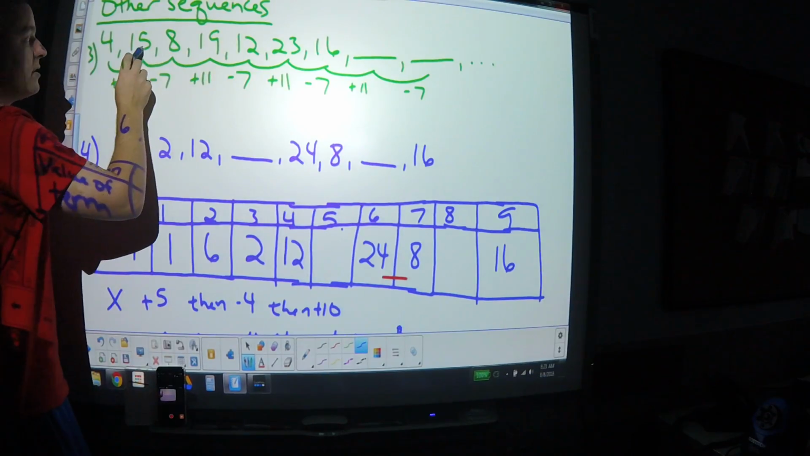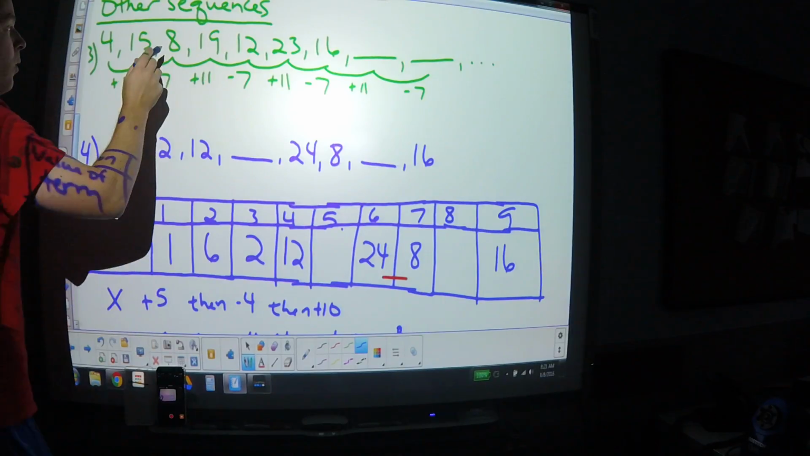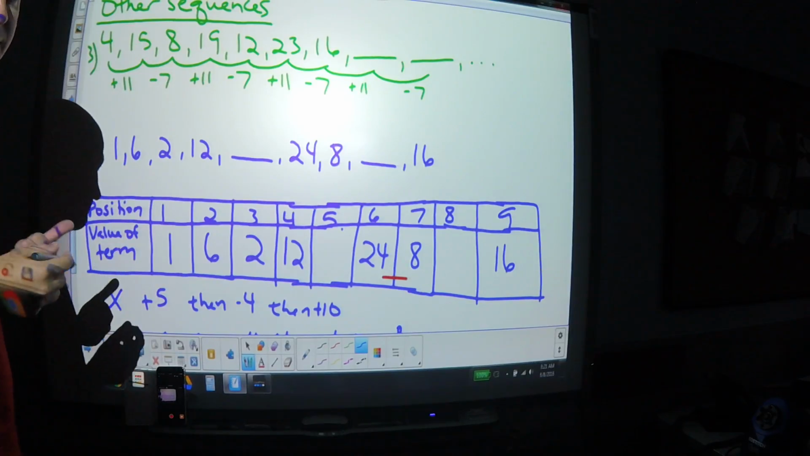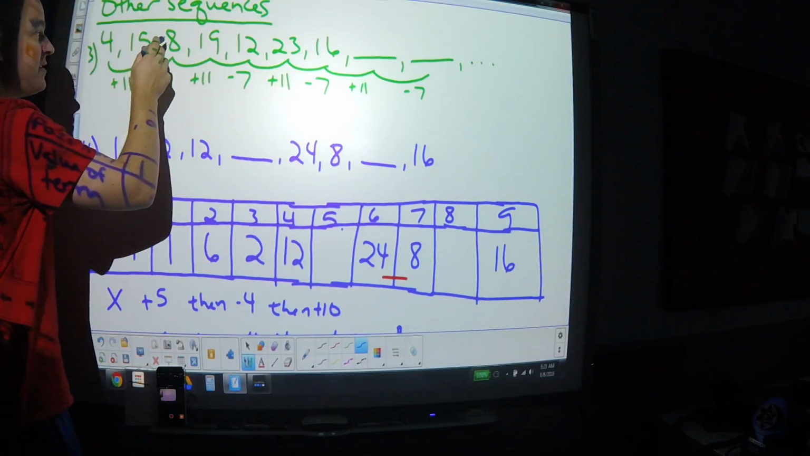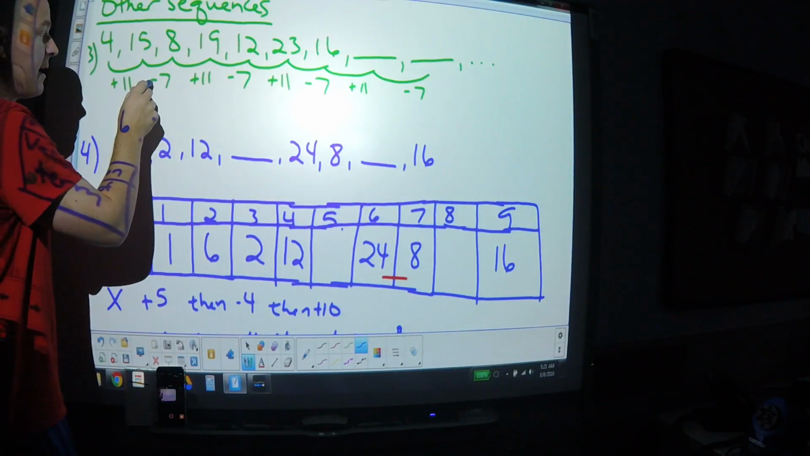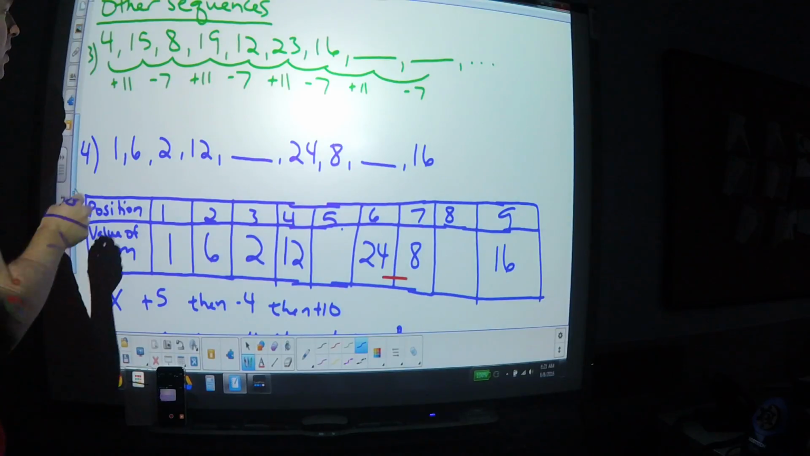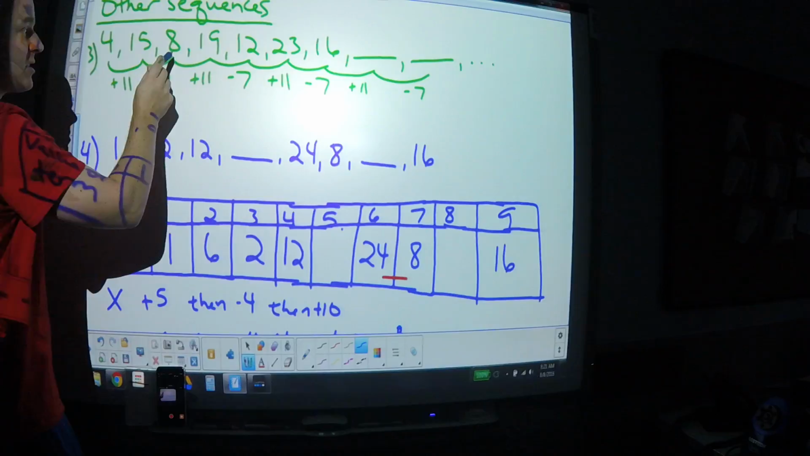Now, since this is going down, that would mean I'm either subtracting or dividing. Well, 8 does not go into 15 evenly, so therefore I am not going to be dividing. So that means I'm subtracting. So 15 minus 8 is 7. So that means that I'm subtracting 7. So I'm adding 11, then subtracting 7. Well, let's see if that's the same for the next one.